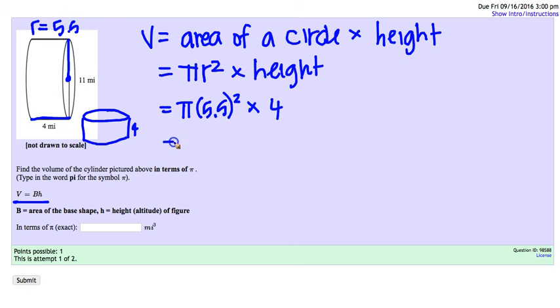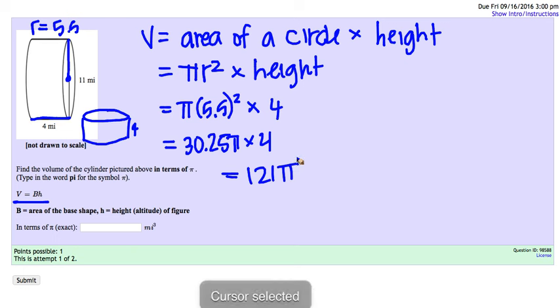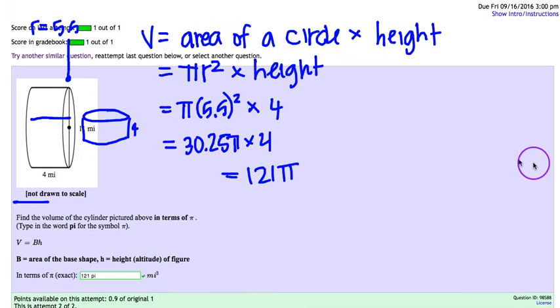So here all I'm going to do is simplify what I have. 5 and 5/10 squared, let's see what that is. It's going to be 30 and 25/100 pi times 4. Simplify that once more, and you'd end up with 121 pi. So you can type that in your answer, 121 pi, writing the word pi, and there you have it.